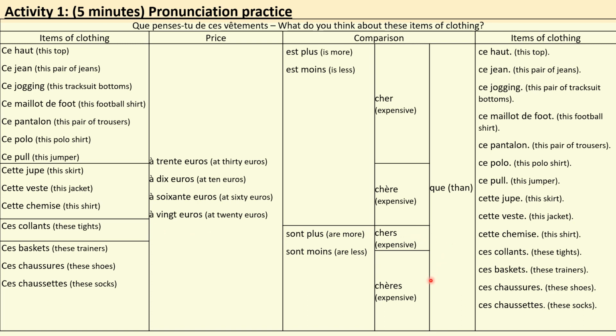And then for the feminine ones at the bottom, we're going to use cher here, which is in the feminine plural because it's got the E grave accent with the E and the S on the end to say expensive. And it's pronounced exactly the same as this one. Let's just do one. Sont moins cher que. Good.